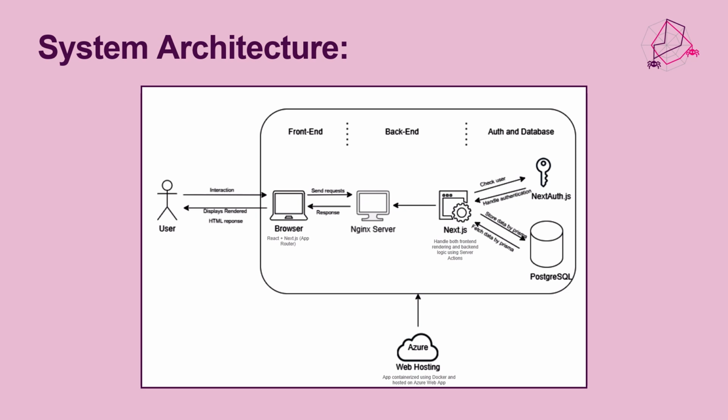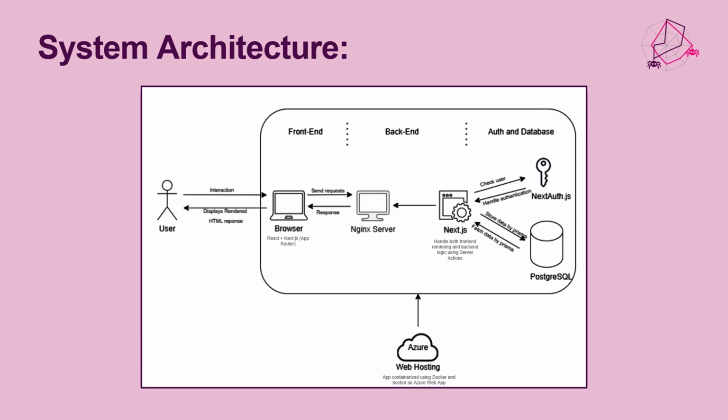Authentication and database. User authentication is managed with NextAuth.js and JWT tokens, supporting role-based access for patients, clinicians, and researchers. Data is stored in PostgreSQL, accessed via Prisma ORM, which enables efficient and type-safe interaction with the database. This ensures data privacy, integrity, and support for research workflows.